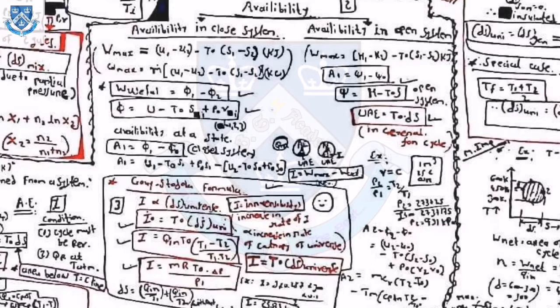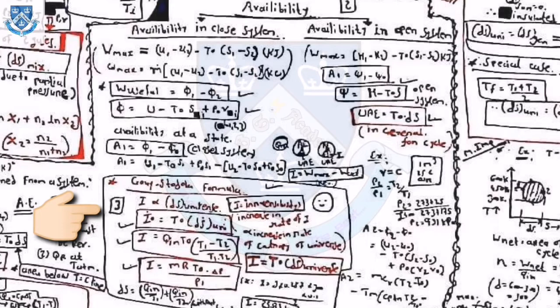Here in the entropy topic also you can see that we have used the symbol of smiley, and here once again, the Gouy-Stodola formula, which is also very important for the GATE examination.